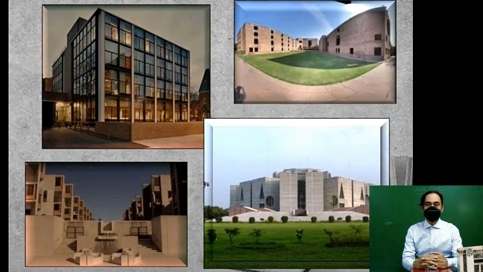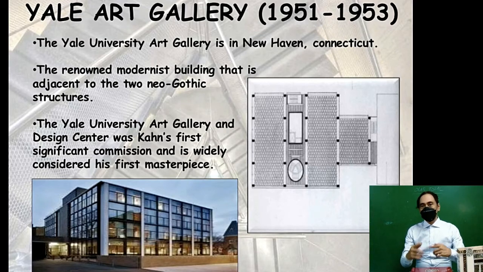His buildings use modern materials, concrete and glass, and the form was influenced by the Greek and Egyptian architecture of the early period. The Yale Art Gallery, 1951-1953. The Yale University Art Gallery is in New Haven, Connecticut, a renowned modernist building that is adjacent to neo-Gothic structures.